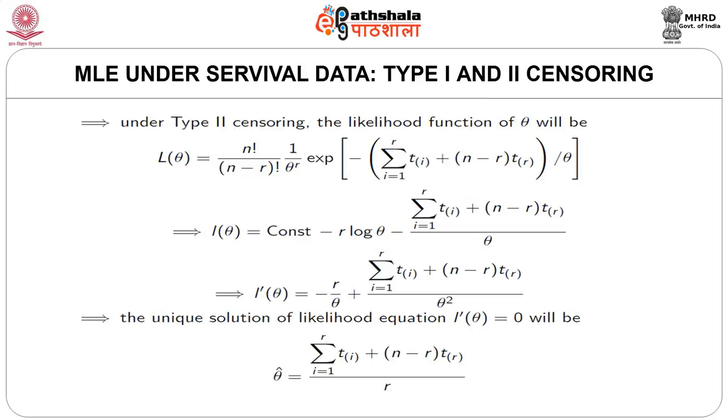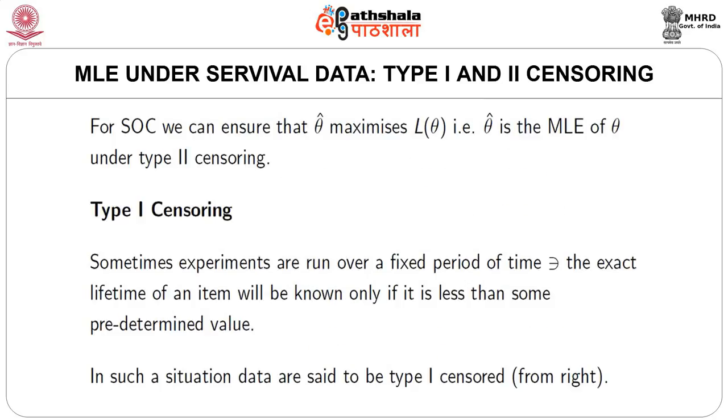This means the first order derivative of small l(theta), that is l'(theta), will be equal to minus r by theta plus summation t_(i) plus (n minus r) times t_(r), divided by theta square. This implies the unique solution of the likelihood equation l'(theta) equal to 0 will be theta hat equal to summation i from 1 to r t_(i) plus (n minus r) times t_(r), whole divided by r. From the second order condition, we can ensure that this theta hat maximizes the likelihood function capital L(theta). That is, this theta hat is the maximum likelihood estimator of theta under type 2 censoring.